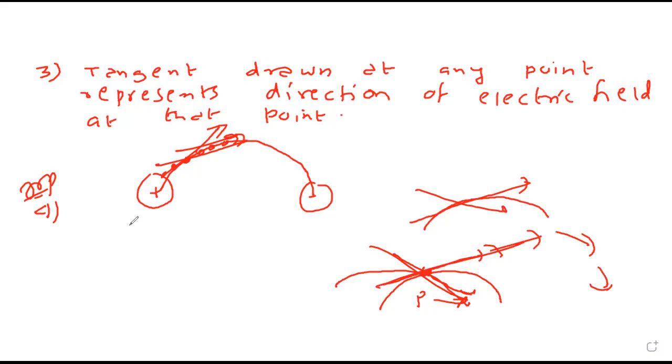So can we say that lines of force never intersect? So this is all imagination and then we have to prove it. If they are intersecting, what will happen? We will have two directions of field at the same point.